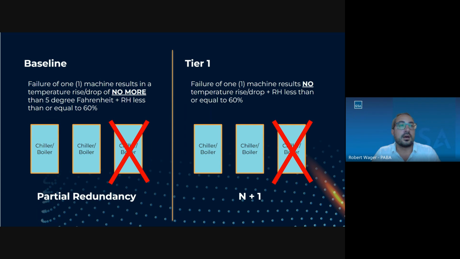So calculations are going to be required to be submitted that capture this, so that if you had, say, designing to the baseline criteria, you would demonstrate if you lost the machine based on the sizing criteria that you followed for your design, you're not exceeding those metrics of 5 degrees Fahrenheit or 60% relative humidity.